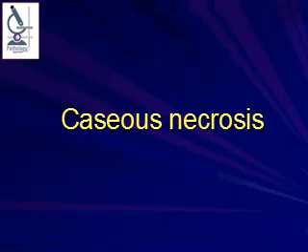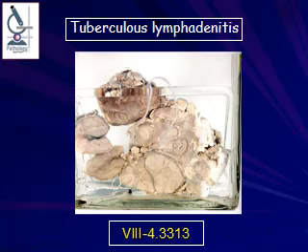honeycomb appearance. Then we have another form of necrosis, which is caseous necrosis, and as we know, this special form of necrosis occurs with tuberculous infection. Here we have an example of caseous necrosis occurring in the lymph nodes. As we know, caseous necrosis is a form of necrosis that occurs in tuberculosis. So the diagnosis here is tuberculous lymphadenitis.